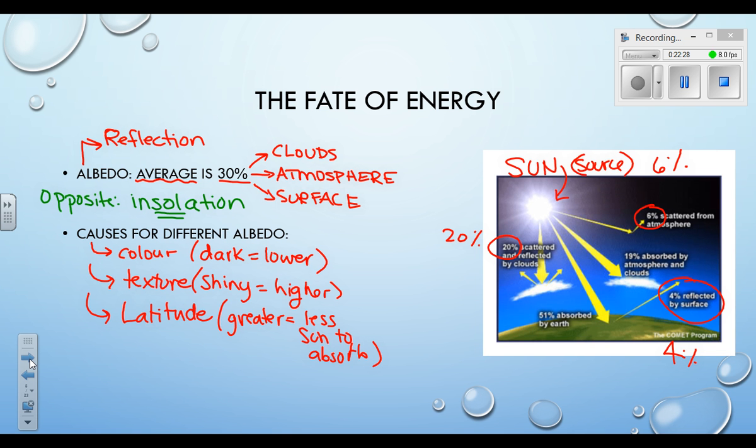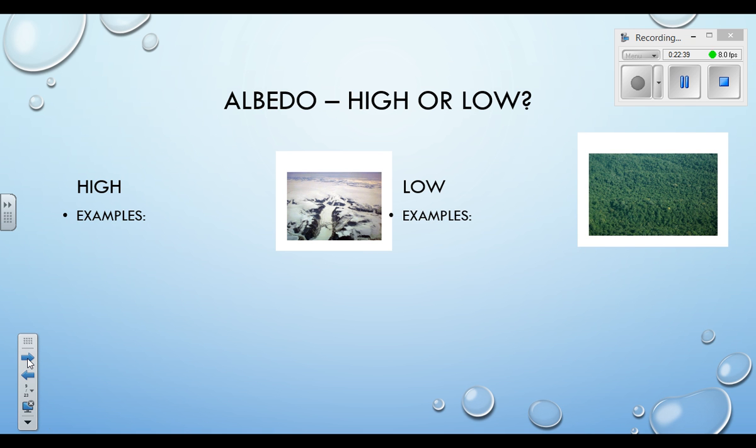So I just have a couple of examples to illustrate to you the type of place that would have a high albedo and the type of place that would have maybe a lower albedo. The type of place that would have a high albedo would be someplace like this, snow and ice covered. An example of a place with a low albedo would be something like this, a dark, dense forest. Now, of course, there are other examples of places that would have a high albedo. A sandy desert would be another one.